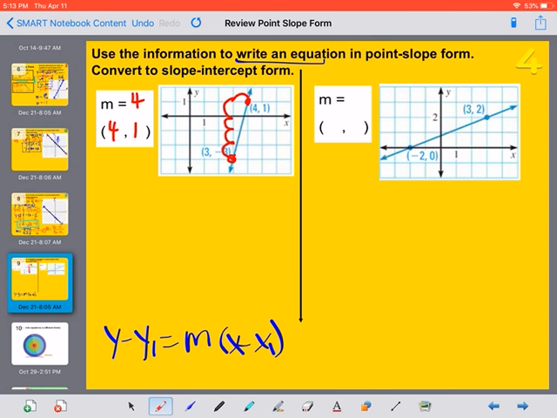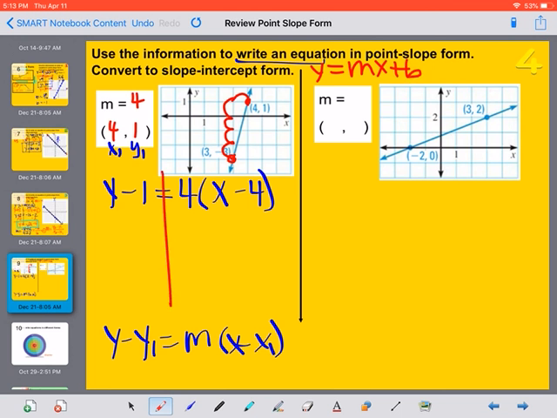So we have a point and a slope. Let's plug them into our equation. Y minus 1 equals our slope 4, and then x minus x1, which is also 4. And it says convert to slope-intercept form, which is y equals mx plus b. So we need to solve for y. So 4 times x is 4x. 4 times negative 4 is negative 16.